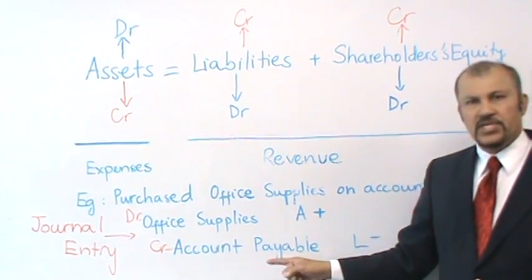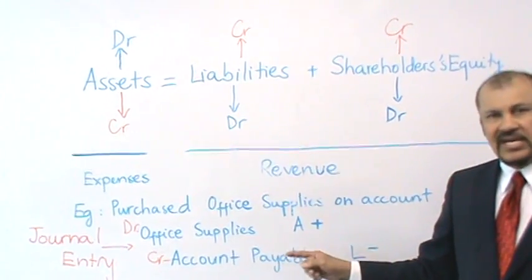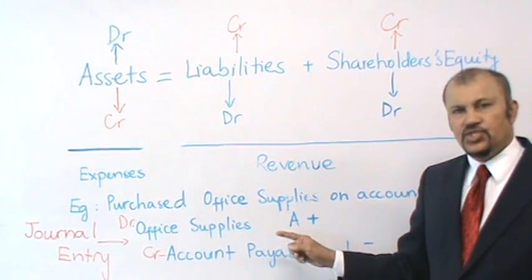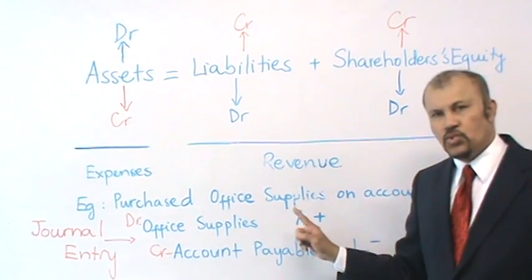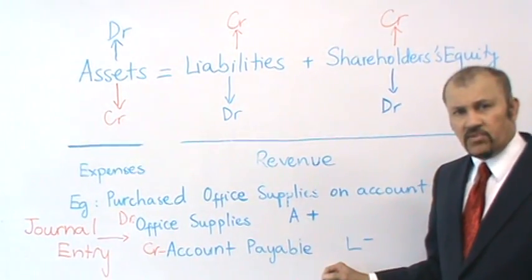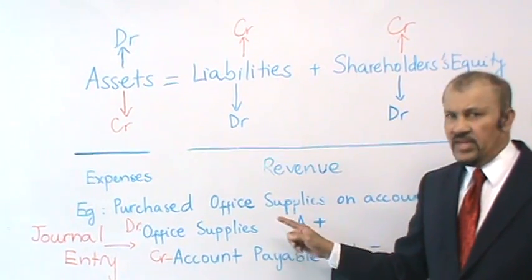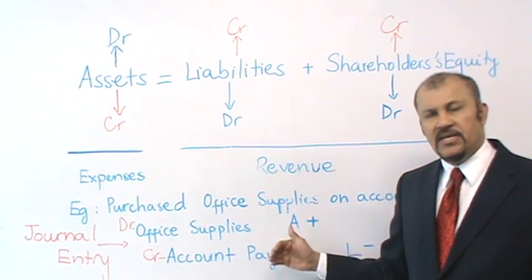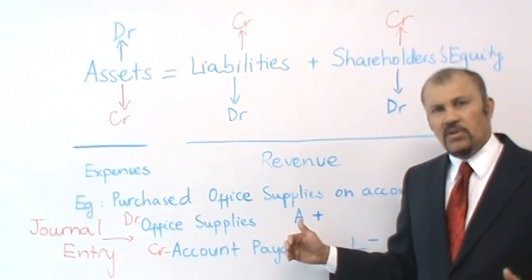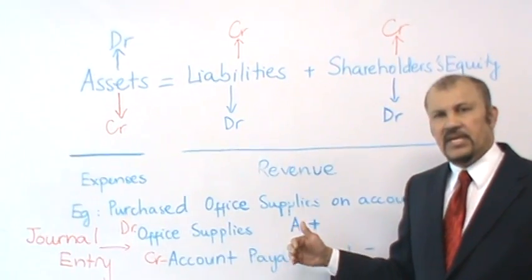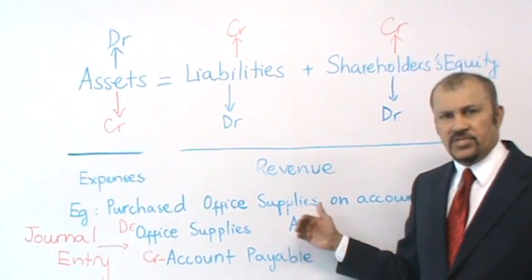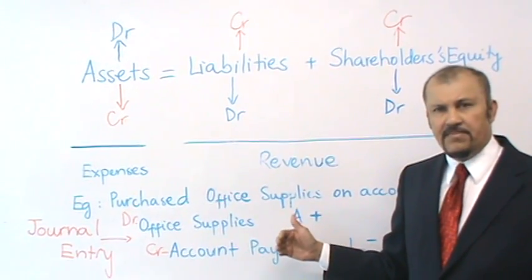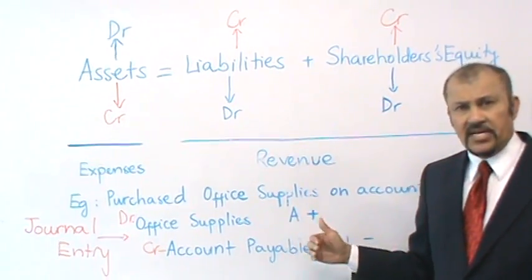And a couple of other things you need to keep in mind about journal entries. Every journal entry must have at least one debit and one credit. As in this case, we do have one debit and one credit. Second, the journal entry must have equal dollar values of debits and credits. So in this case, we have $100 of debits and $100 of credits.